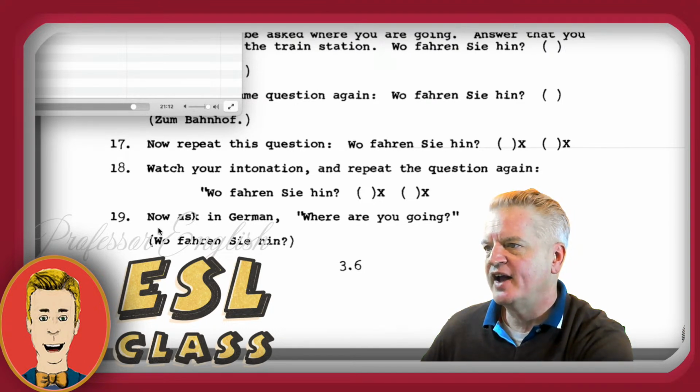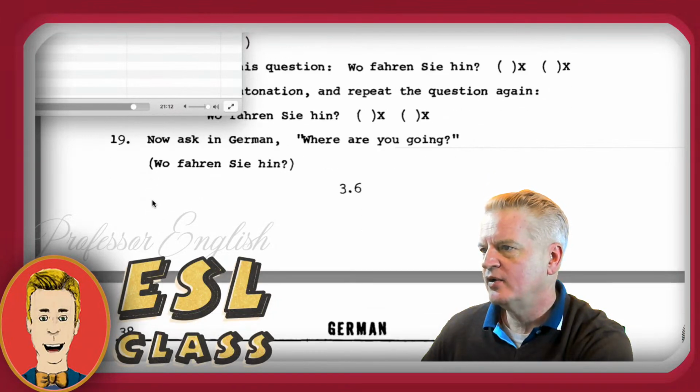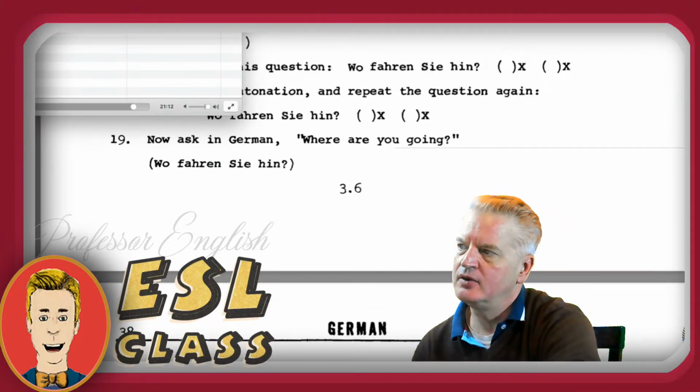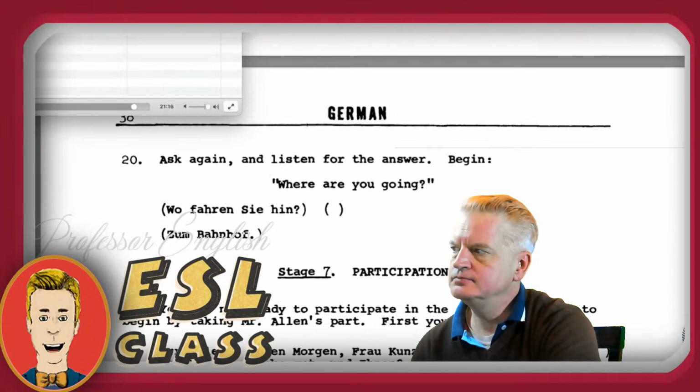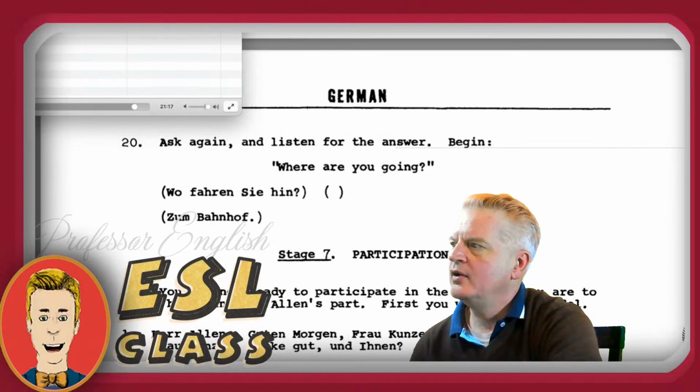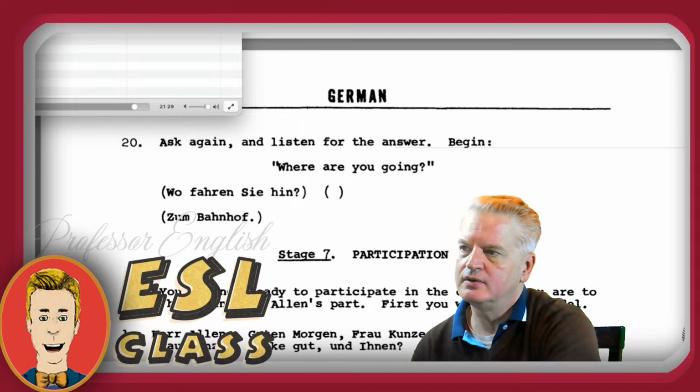Now ask in German, where are you going? Wo fahren Sie hin? Page 7. Ask again and listen for the answer. So we have to say where you're going. Wo fahren Sie hin? Zum Bahnhof.